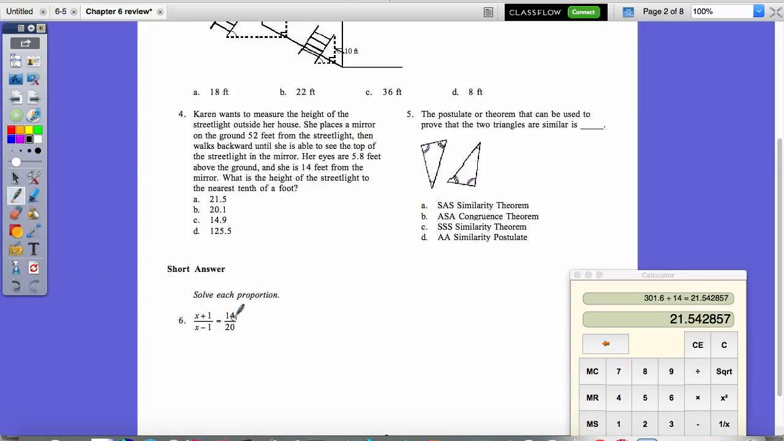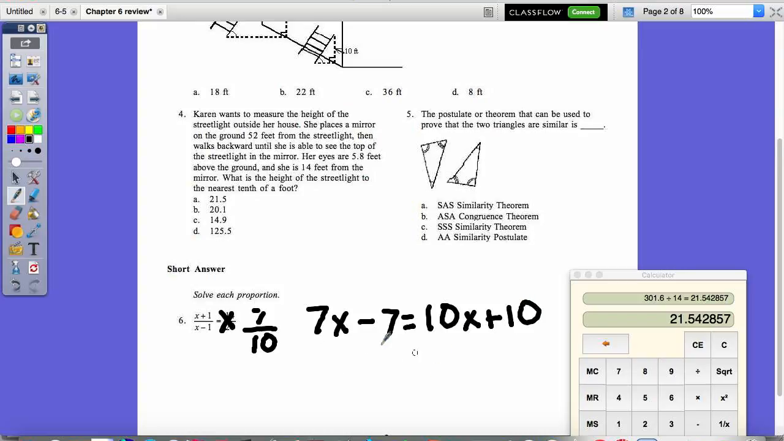Problem number 6, solve each proportion. I'm going to simplify 14 over 20 to 7 over 10. Remember, it was 14 over 20. 14 divided by 2 is 7. 20 divided by 2 is 10. Now I'm going to cross multiply. 7 times x minus 7, and that's 10x plus 10.